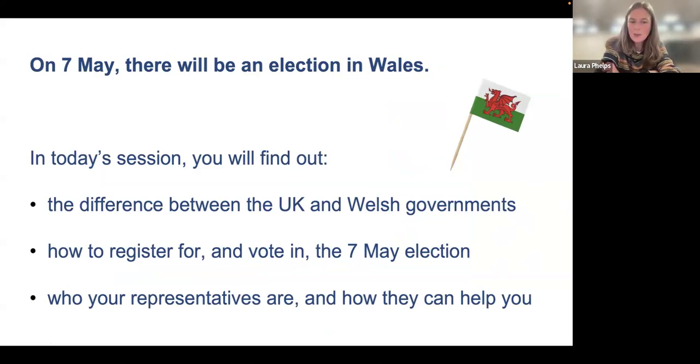So today we're going to talk about three main things. We're going to talk about the difference between the UK government and the Welsh government. We're going to talk about how to register to vote for the election, and find out who is allowed to vote and who isn't. And also who your representatives are and how they can help you. So who are the politicians who are available to help you in your area in Wales.